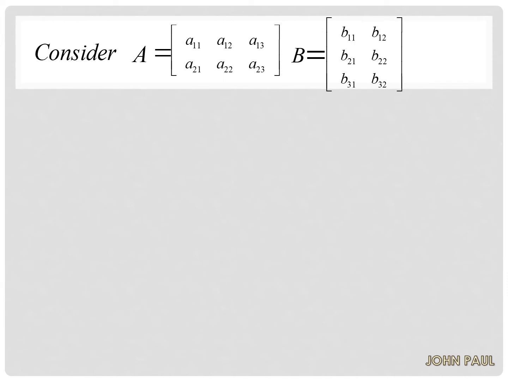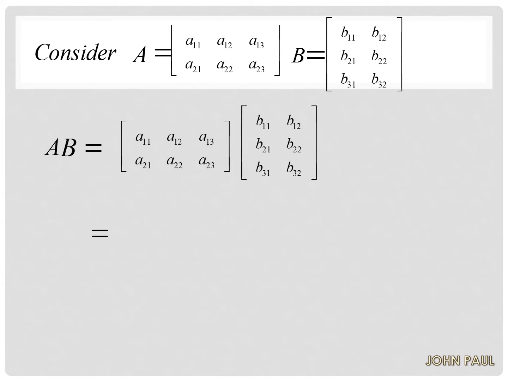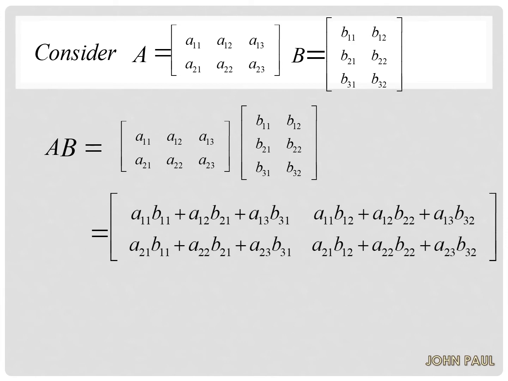Consider the matrices A and B. We'll multiply these. A is a matrix of order 2 by 3 and B is a matrix of order 3 by 2. We'll multiply the matrices. We'll take the first row and multiply with the first column. That is A11 B11 plus A12 B21 plus A13 B31.